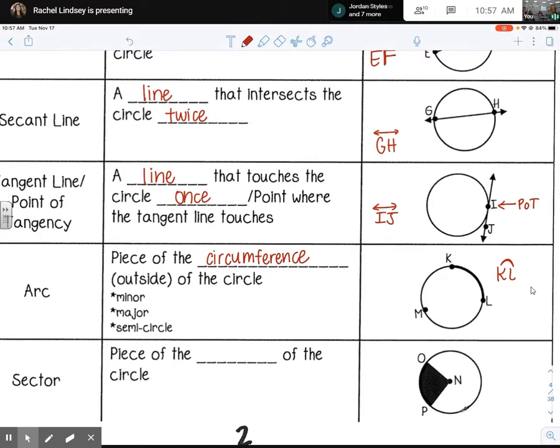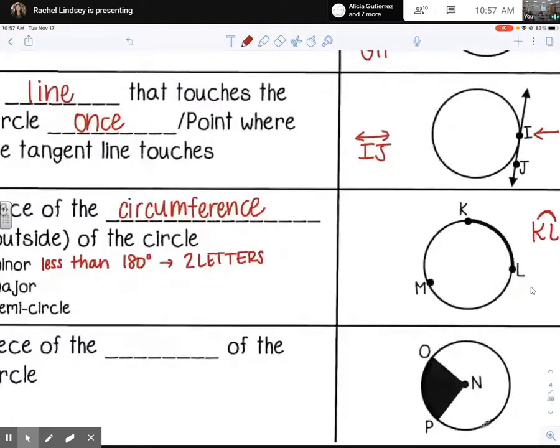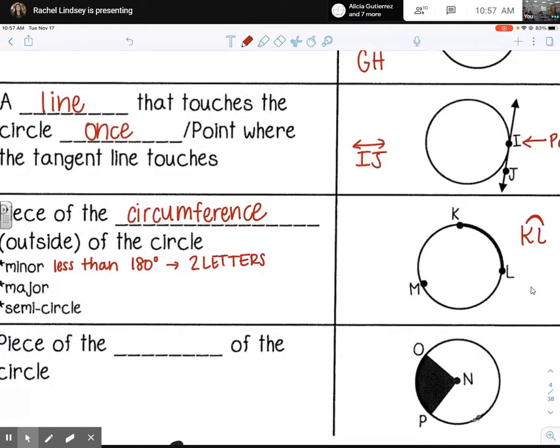If it's a minor arc, that means the arc is less than 180, because we measure arcs by degrees. And we name it with 2 letters, just like I did over on the picture. You name it with 2 letters, and then you have the little arc over it, a little rainbow over it.